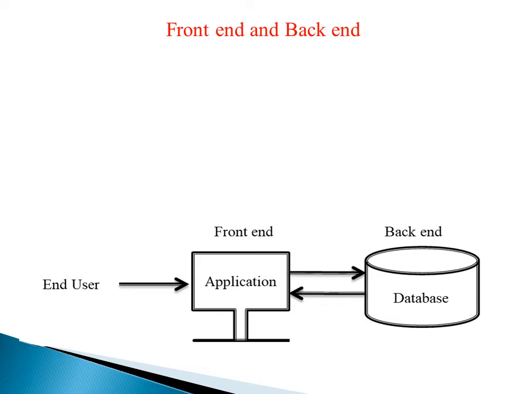See here in the diagram, you can see that the database is the backend application and the front end is our application, that is our desktop. The end user only sees the desktop, the front end application that we see on the desktop, and the backend applications work there, but we can't see the backend applications.